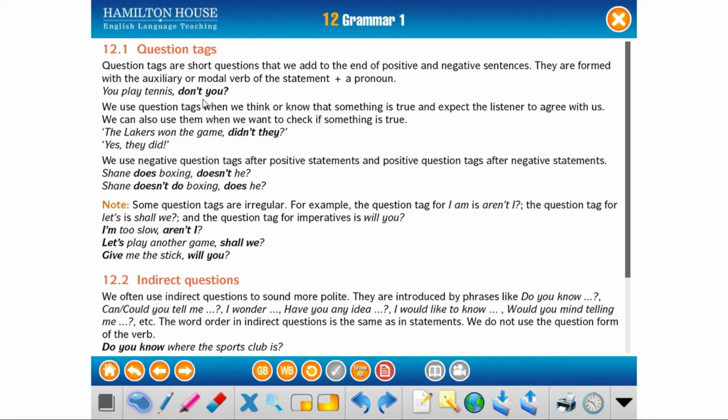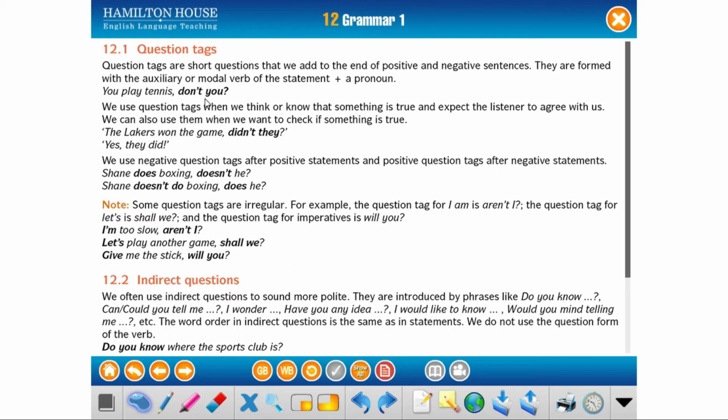In this case, I want to make sure that this person plays tennis, so it's not a long question because this is a statement. Remember that a statement is an affirmative sentence. You play tennis. But as I am not very sure about this person playing tennis, I make the question tag at the end. This sentence is in present simple. As I told you, I am using the auxiliary do.